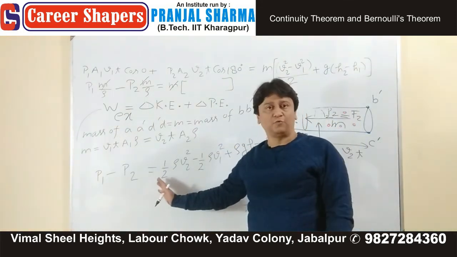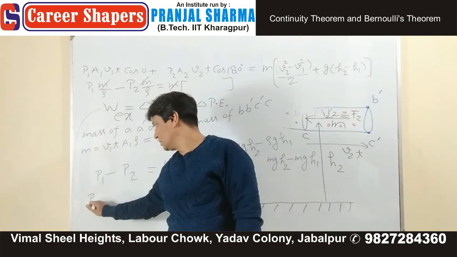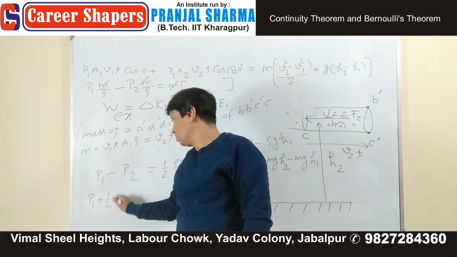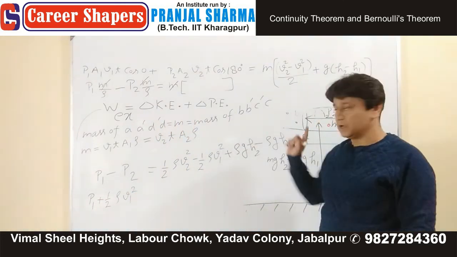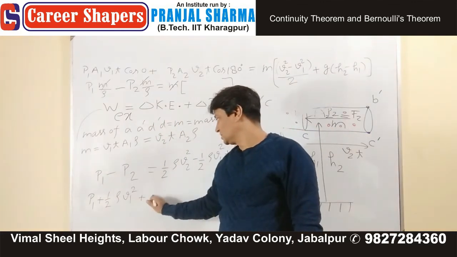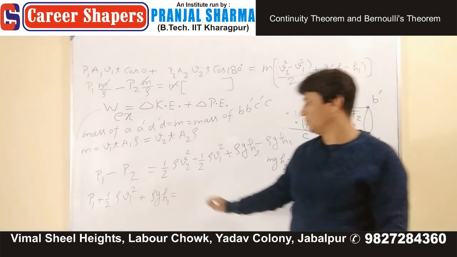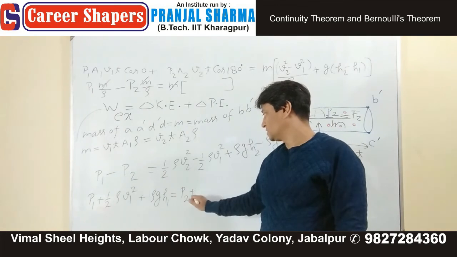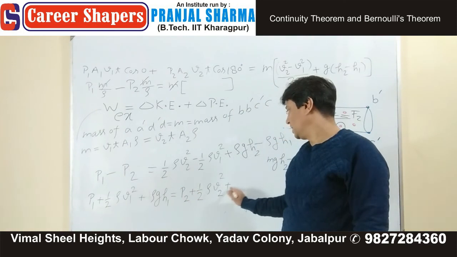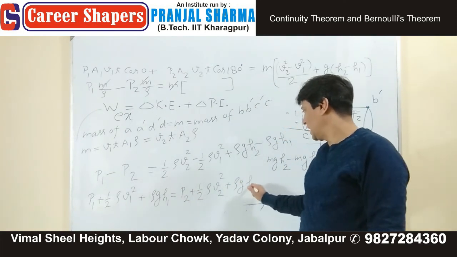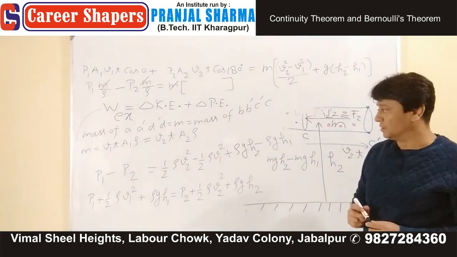Take all the terms of 1 to the left, 2 to the right, and you get P1 plus half rho V1 square plus rho G H1 is equal to P2 plus half rho V2 square plus rho G H2. This is Bernoulli's principle theorem statement.